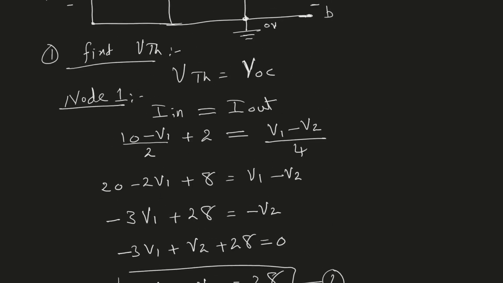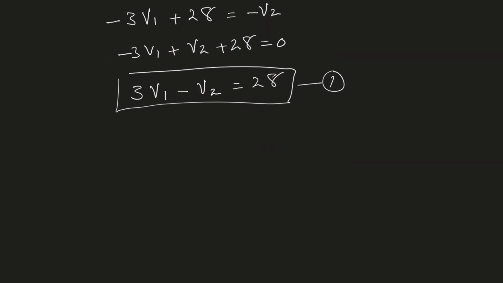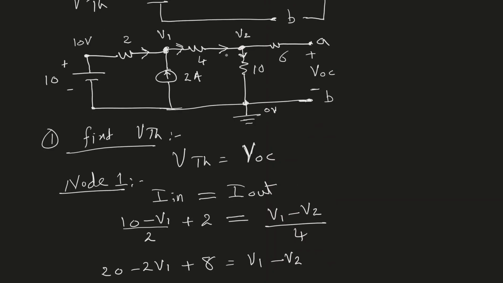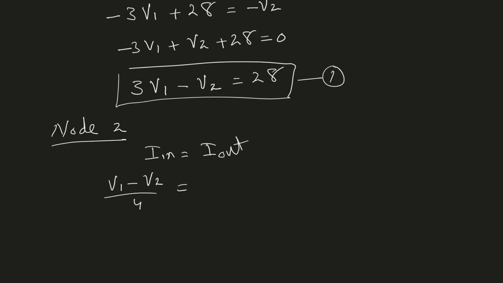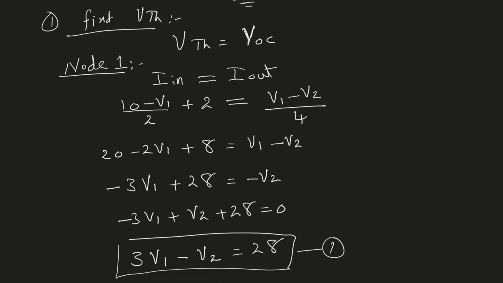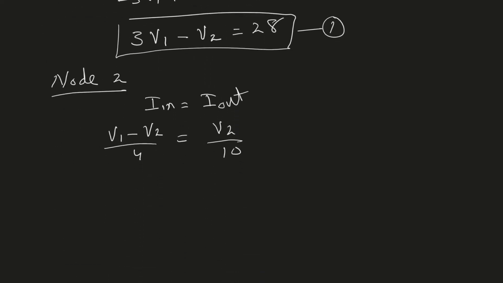So we got our first equation by applying KCL at node 1. Now let's apply KCL at node 2. So at node 2, the currents that are entering is this one. This is the current that is entering the node, and the current that is leaving is V2 divided by 10. So the current that is entering is V1 minus V2 divided by 4. So I have I in equals I out. I in is V1 minus V2 divided by 4, and I out is V2 divided by 10, because V2 minus 0 is just V2. So V2 divided by 10.